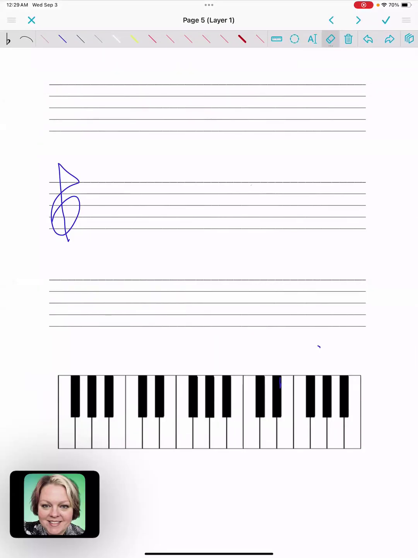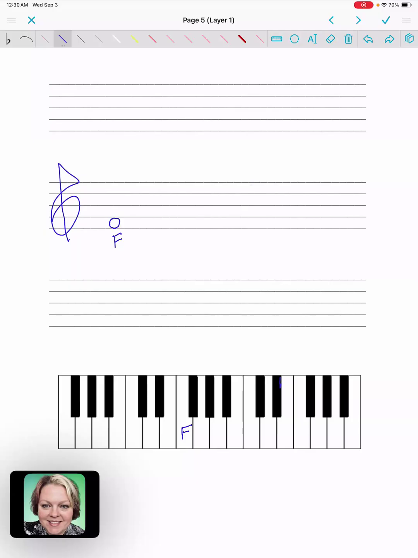Okay, so the note that was given was this one. And we know it's an F. So what we do at that point is go down to the keyboard and find an F. At this point, it doesn't matter which F it is, as long as it is an F. So I'm going to choose this one right here. There's my F.